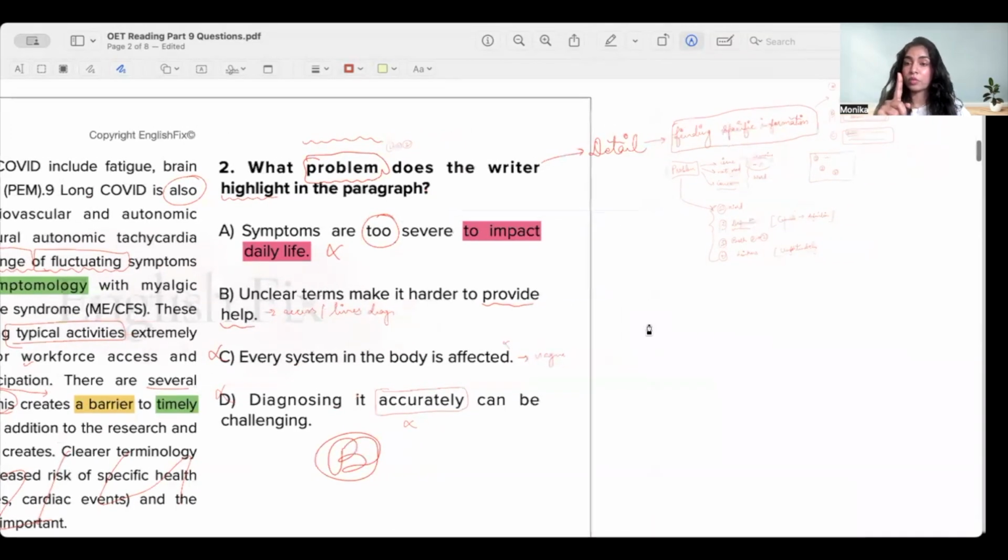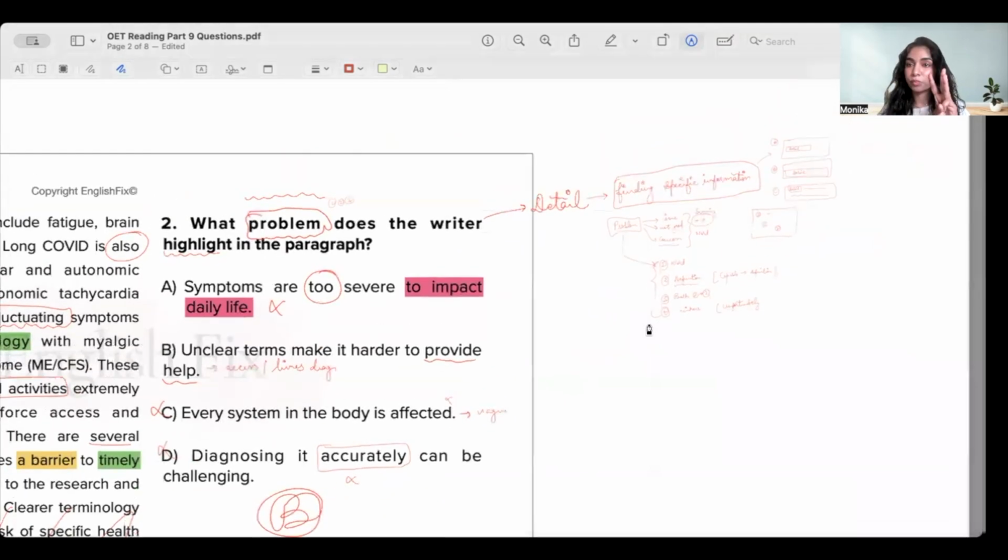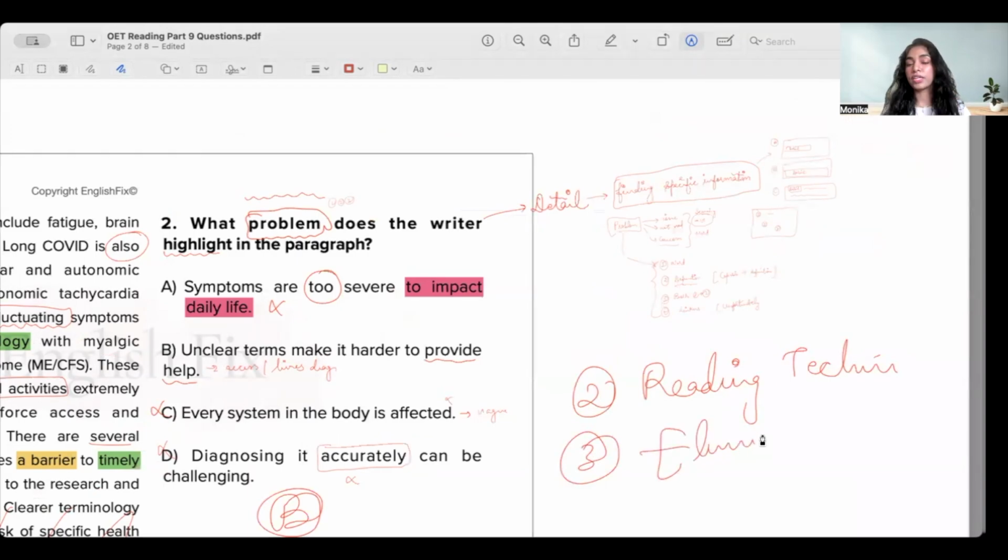And remember, when you're preparing for OET, 3 things matter. Number 1, what kind of question you have, which decides. Number 2, your reading technique. And after your reading technique, what matters? Your elimination, the third thing when you come to the answer choices. So make sure that you're using all 3 correctly and there is no problem at any step.